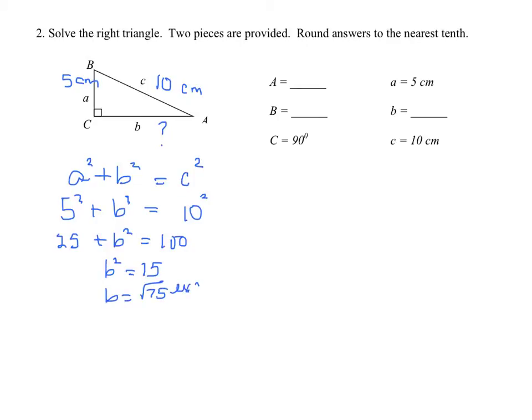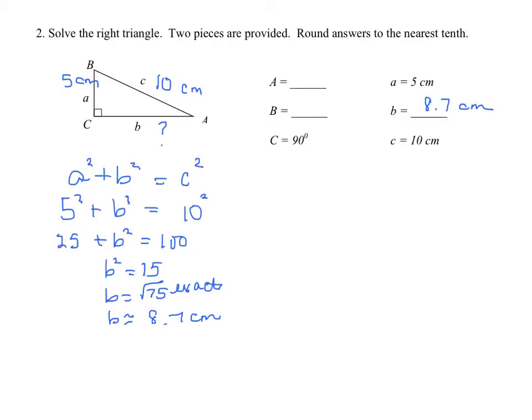This is an exact answer, you guys. So if I asked for the exact answer, you would write square root of 75. But I asked for an approximate answer to the nearest tenth, and when I do that on my calculator, b is approximately equal to 8.7 what? Centimeters. So I'm going to fill it in up here. Perfect. Now I have to work on the angles.